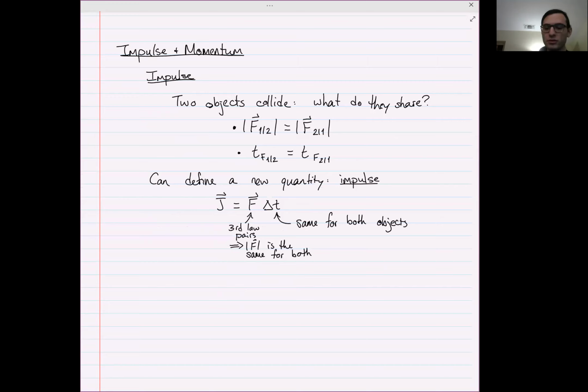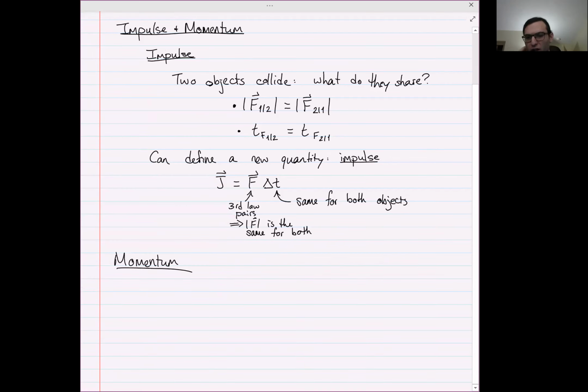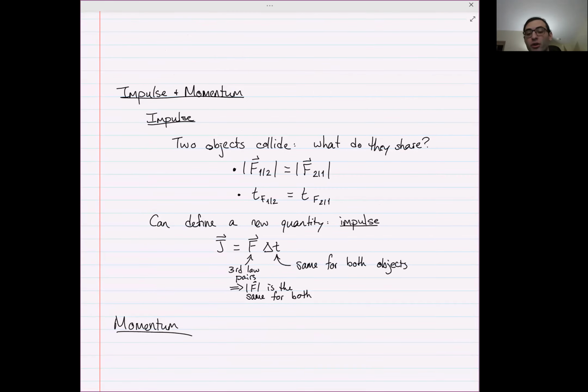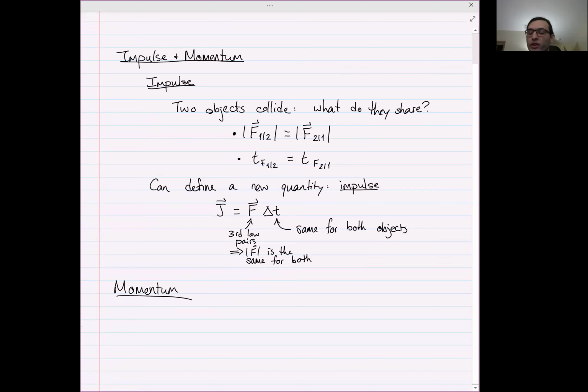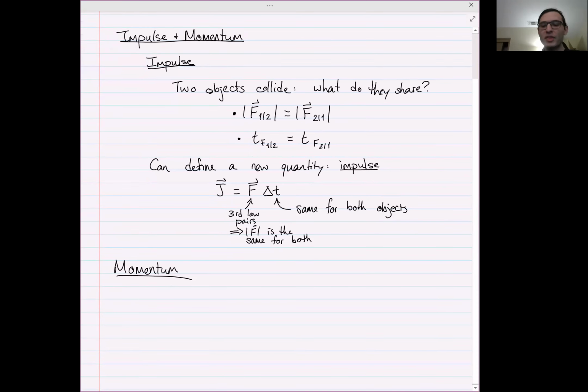So I'm just going to put a header here called momentum, and then we're going to continue. So let's talk about what the difference is. By the way, so far I've just defined this thing, impulse, and you might understand why it's a useful thing for collisions, and that's only because the duration of impact and the magnitude of the forces are the same for each of the colliding objects. And so you can imagine that it could be useful for understanding collisions, and it'll turn out that it is quite useful.